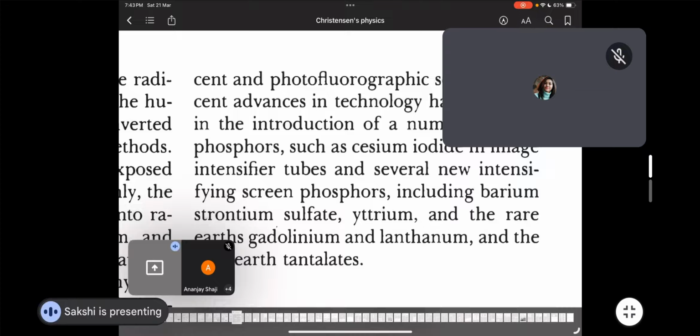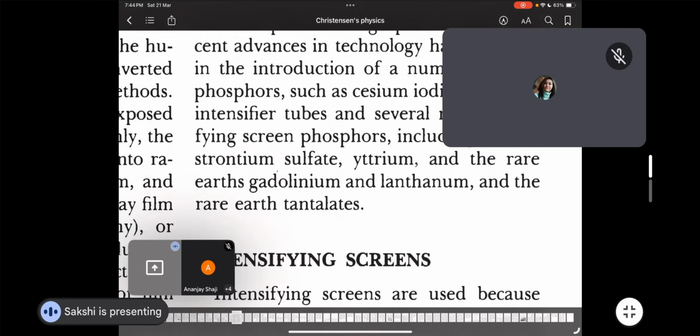For the line you wrote now, the first example, second example. In the second line, write down: recent phosphor equals cesium iodide. Second example: barium strontium sulfate, yttrium, rare earth gadolinium and lanthanum. Write these down and paste these two lines on a wall somewhere.